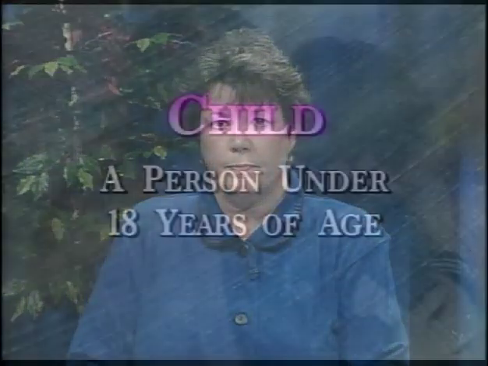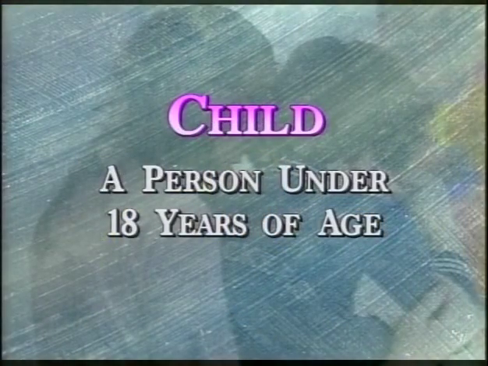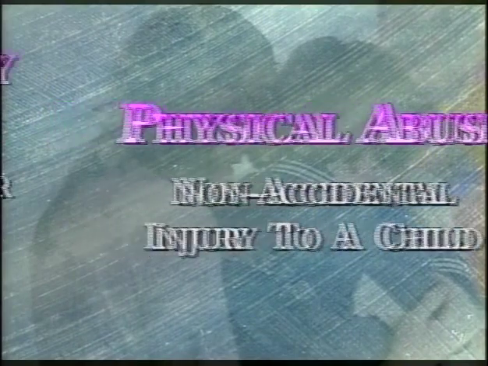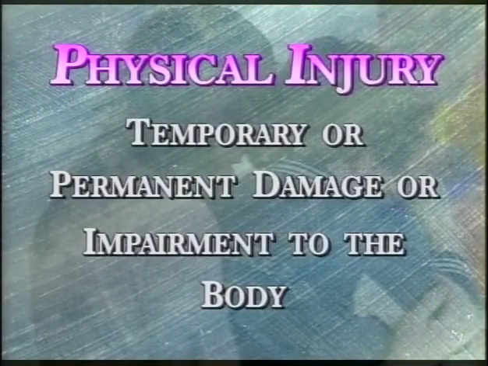In Oklahoma, it is defined as harm or threatened harm to a child's health or welfare by a person responsible for the child's health or welfare. Harm or threatened harm may occur through non-accidental physical or mental injury, sexual abuse, or neglect. A child means a person under 18 years of age. Physical abuse is non-accidental injury to a child. Physical injury means temporary or permanent damage or impairment to the body.